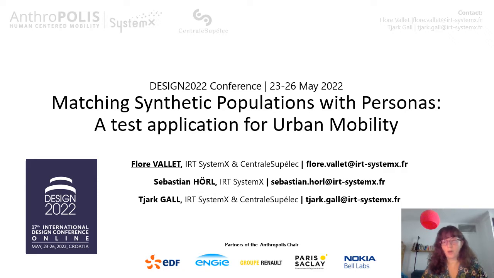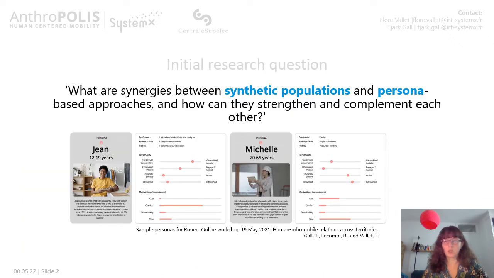I'm very happy to present you this work conducted in the Anthropologist chair entitled Matching Synthetic Populations with Personas with a test application in the case of urban mobility. So our initial question is to investigate the synergies between synthetic populations and persona-based approaches. Here is an example of personas we developed for a workshop on robo-mobility.